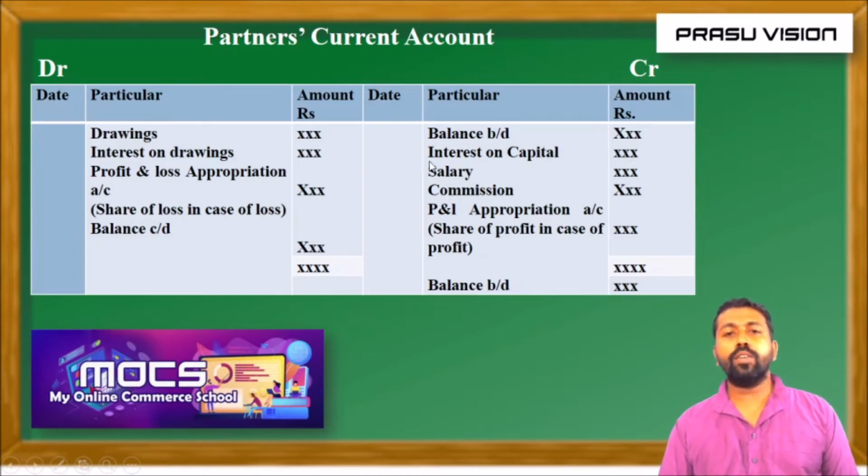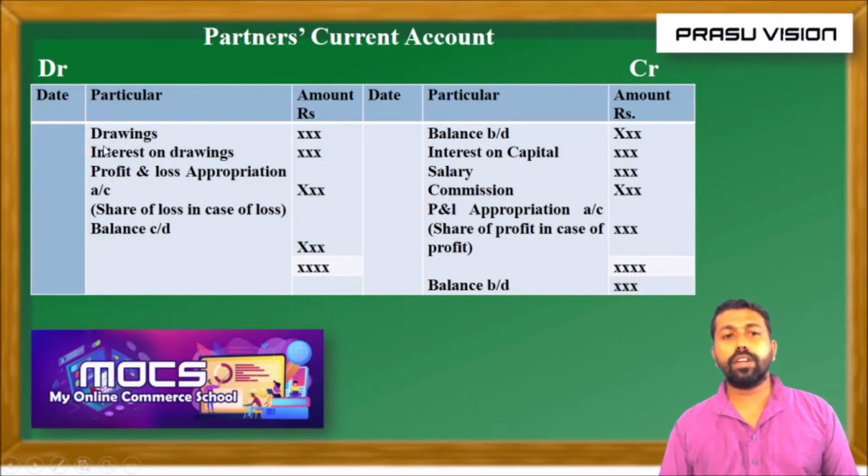After that, we have to write the interest on capital given by the partnership firm to the partners, recorded on the credit side. Then salary given by the firm to the partners is recorded on the credit side. Commission given by the firm to the partners is recorded on the credit side. Then if there is any profit in the profit and loss appropriation account, the share of profit is also shared as per the ratio among the partners. Then the debit side comes, drawings.